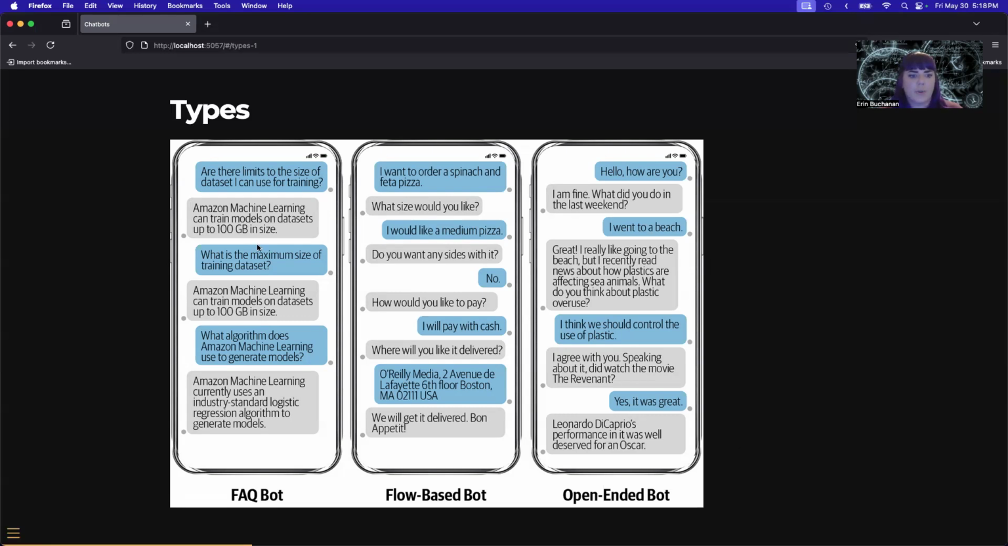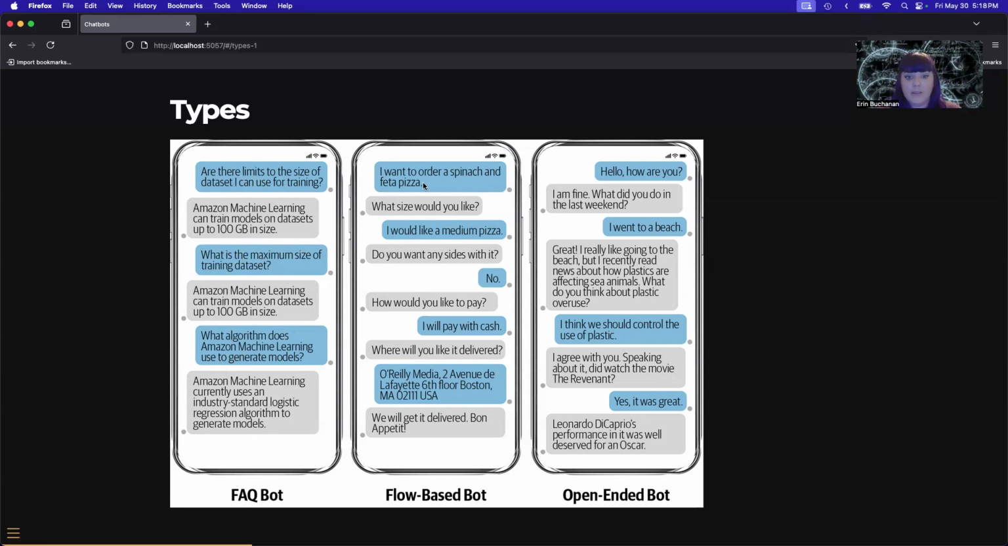Over here in our frequently asked question bot, it gives you the same answers over and over again. Are there limits to the size of the data set I can use for training? It says 100 gigabytes. What's the maximum size? 100 gigabytes, right? So it's giving you the right answer, but the change in phrasing doesn't change the answer.